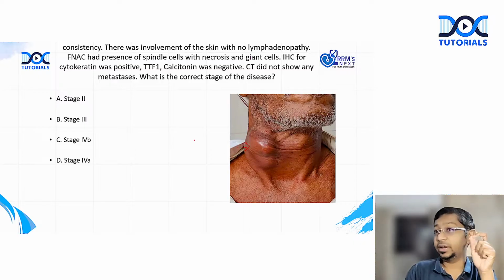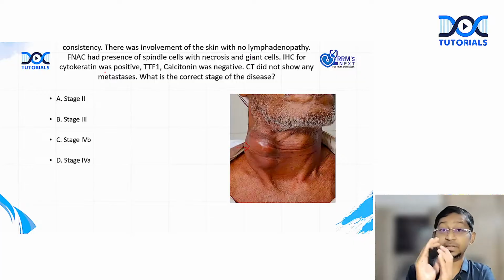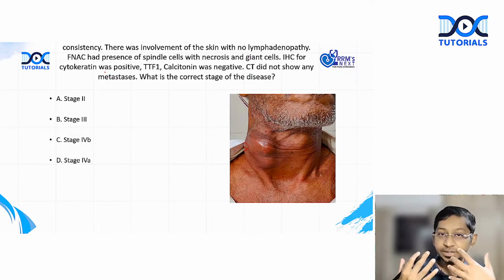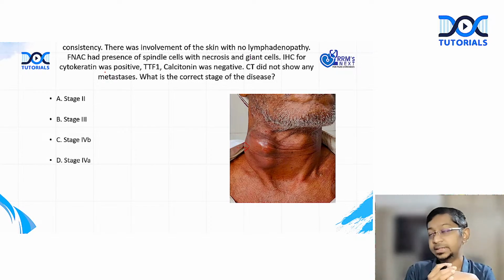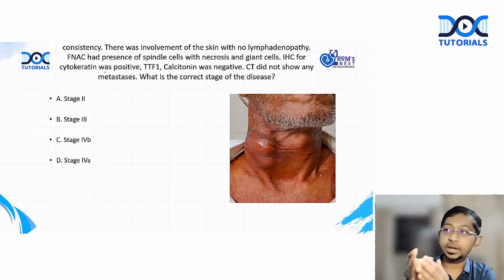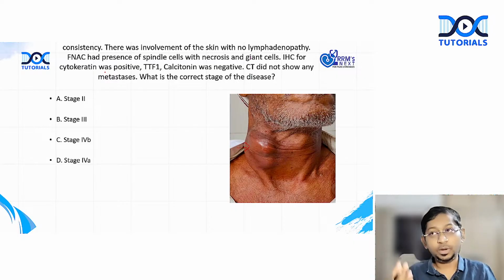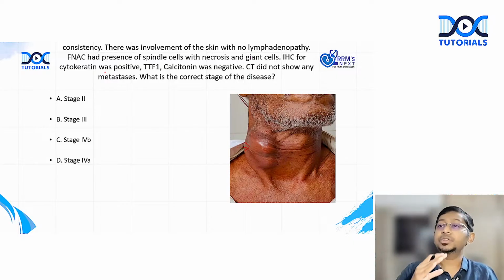IHC is cytokeratin. So remember, we're talking about a similar appearance with pleomorphic cells, spindle cells, along with necrosis and giant cells. Usually, this is a feature of a dedifferentiated or an undifferentiated thyroid cancer. This is confirmed by our IHC. Now, look at the IHC very carefully. Cytokeratin positive is, again, very strongly suggestive of undifferentiated thyroid cancer. These are more towards the squamous carcinomas than the differentiated variety. So we often have a squamoid variety of anaplastic carcinoma also.